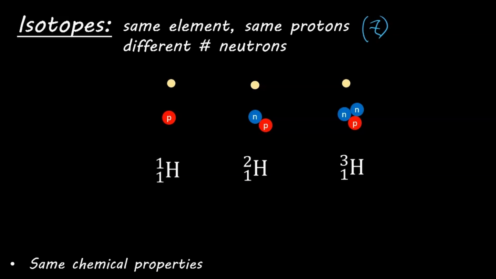So we went deep inside the atom. We defined the parts of it. We discussed charge, ions, symbols, and isotopes.